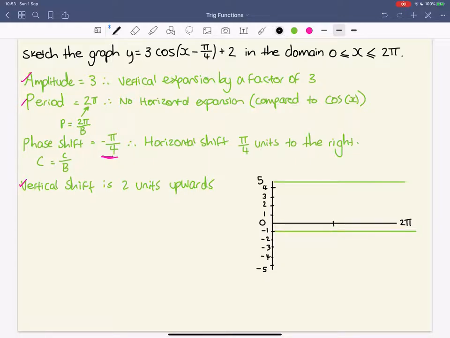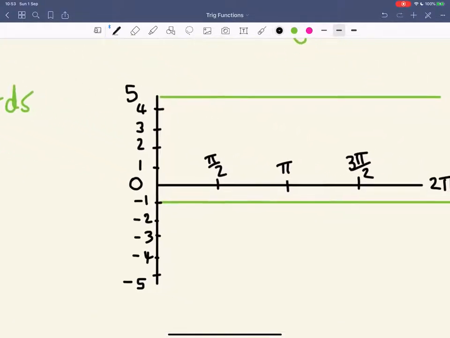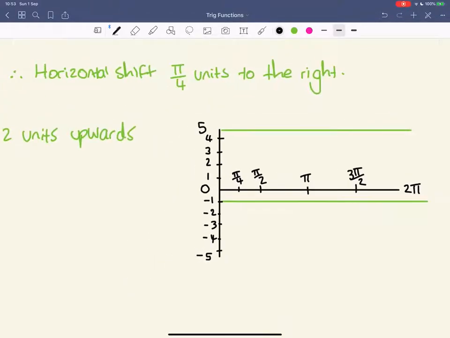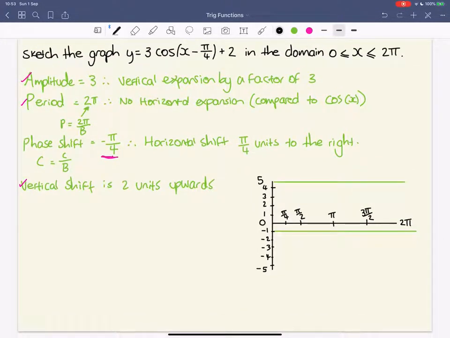If that's 2 pi on the end, then this would be pi. This would be pi on 2. This would be 3/2 of a pi. And then in the middle there, between 0 and pi on 2 will be pi on 4. And that's convenient because that's what we're really interested in. We're interested in this because we have a shift of pi on 4 units.